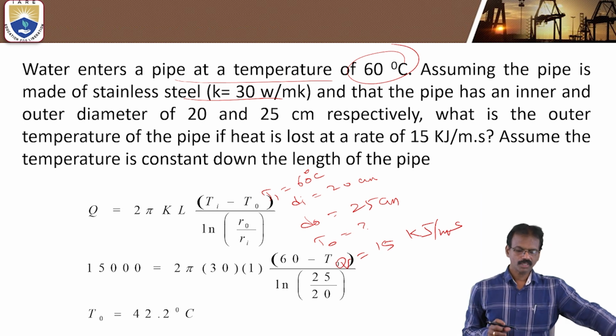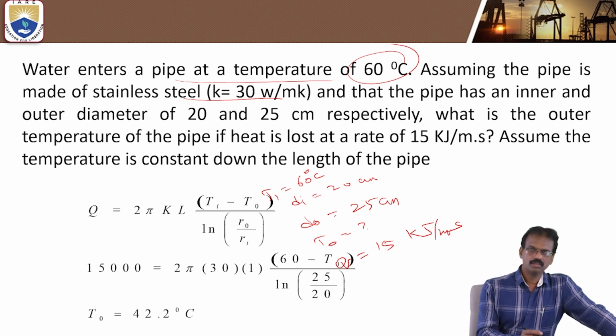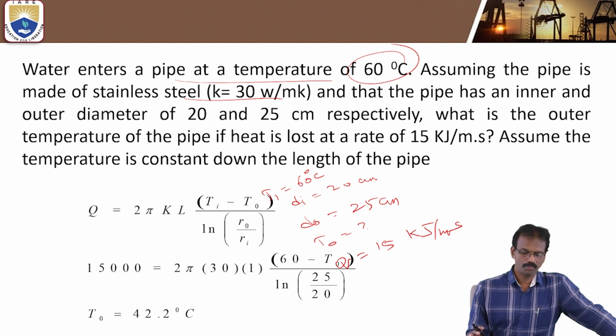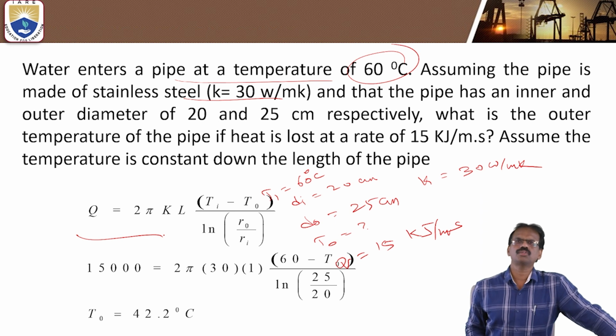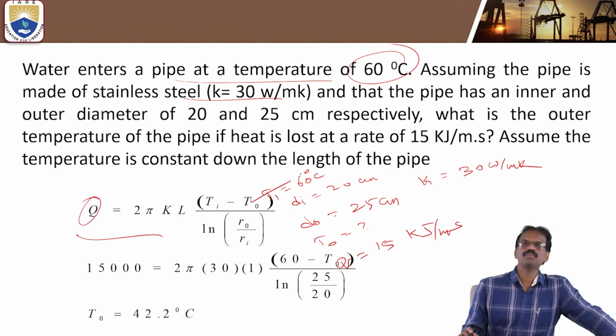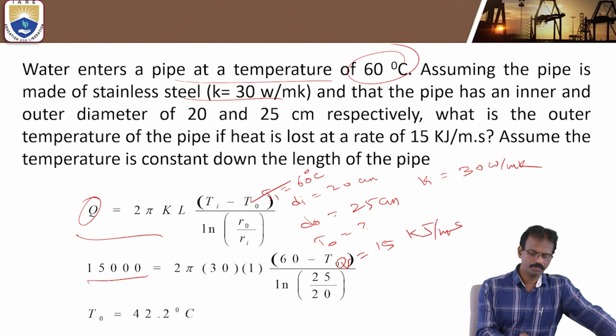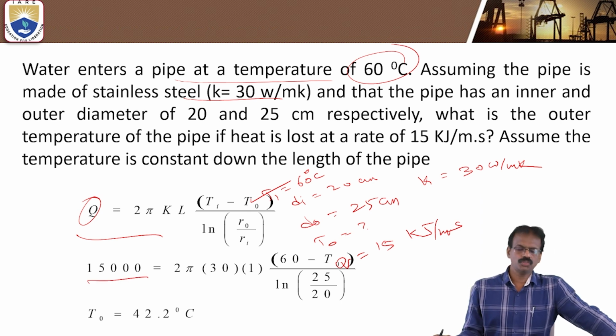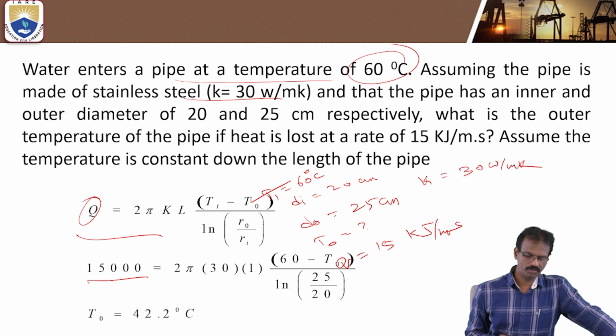Here also, just like the same formula, that is the cylinder formula, for a single cylinder. The thermal conductivity of the cylinder is also given, K is equal to 30 watts per meter Kelvin. So this is the formula, you know that one. Q is equal to 2 pi K L, T_i minus T naught, divided by ln R naught by R_i. Here Q is given and T naught you have to find out. Q is 15 kilowatts, which means 15,000 watts. So you can substitute the Q value.